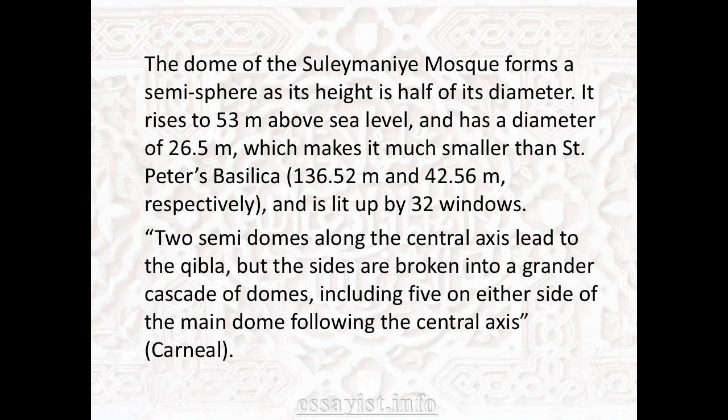2 semi-domes along the central axis lead to the Qibla, but the sides are broken into a grander cascade of domes, including 5 on either side of the main dome following the central axis. In conclusion, although there are clear differences between the domes of St. Peter's Basilica and the Suleymaniye Mosque, which result from different religious attitudes, most notably regarding decoration and floor space plans, rather than classifying them as types, it is better to see them as individual creations of extraordinarily talented architects.